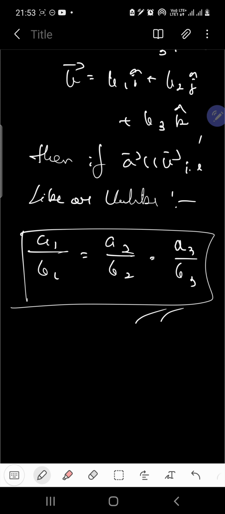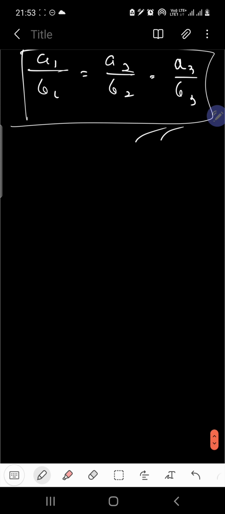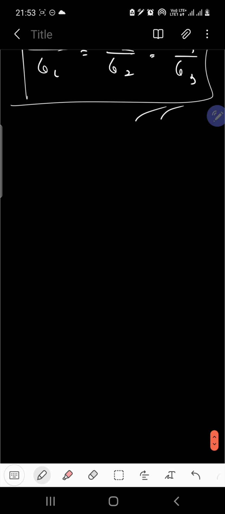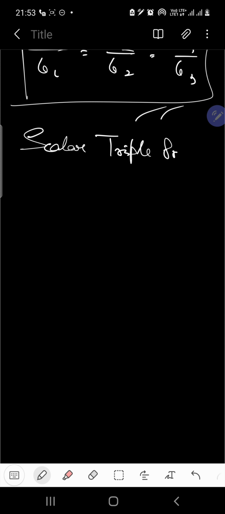The next product we have is the triple product or the box product. Okay, scalar triple product or the box product. Okay, so let's talk about that now. So here we have scalar triple product. So what is scalar triple product?